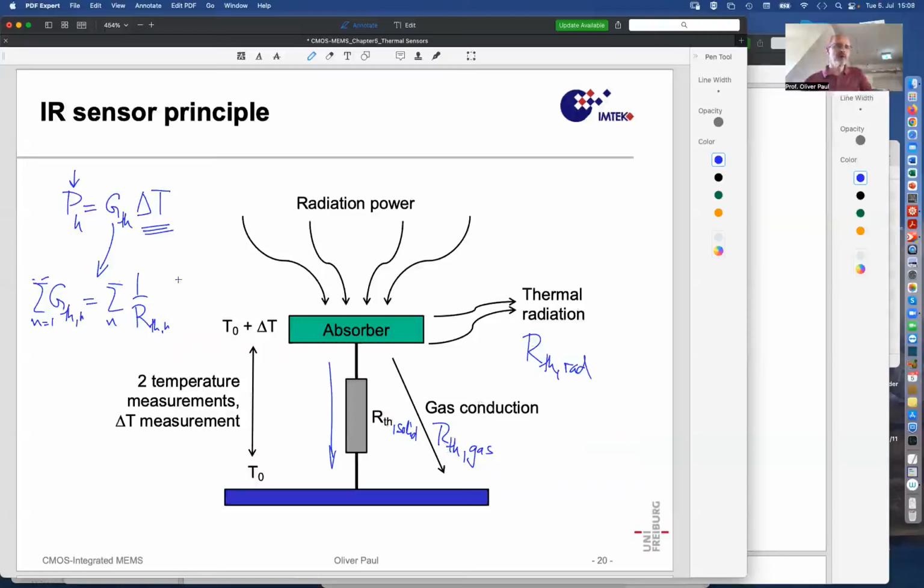And the value of this thermal resistance, equals G thermal to the minus 1, will tell you how good your sensor can be, depending also on the quality of your delta T measurement. So this delta T measurement, the temperature measurement at the absorber and then at the reference temperature, that is the second essential part of the sensor. The thermal construction, and then secondly, the temperature measurement.